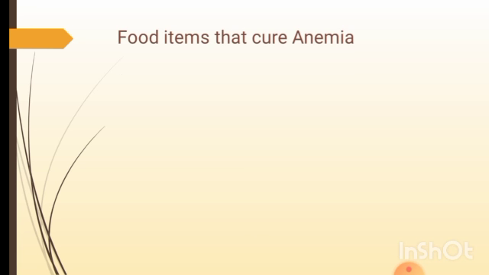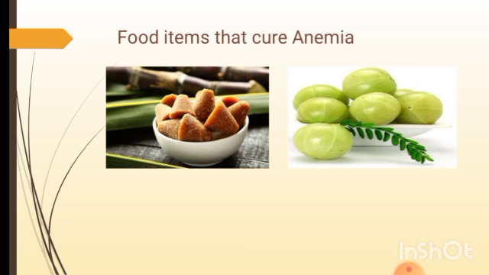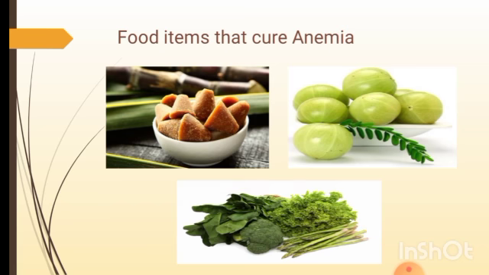We can cure anemia by either eating iron tablets, that is your medicine, or you can also cure anemia with the help of various food items like jaggery, amla, and very important green leafy vegetables. For example, spinach, broccoli, coriander, beans. If you will eat these, you will not suffer from anemia ever. So, students, start eating these vegetables and also enjoy them.